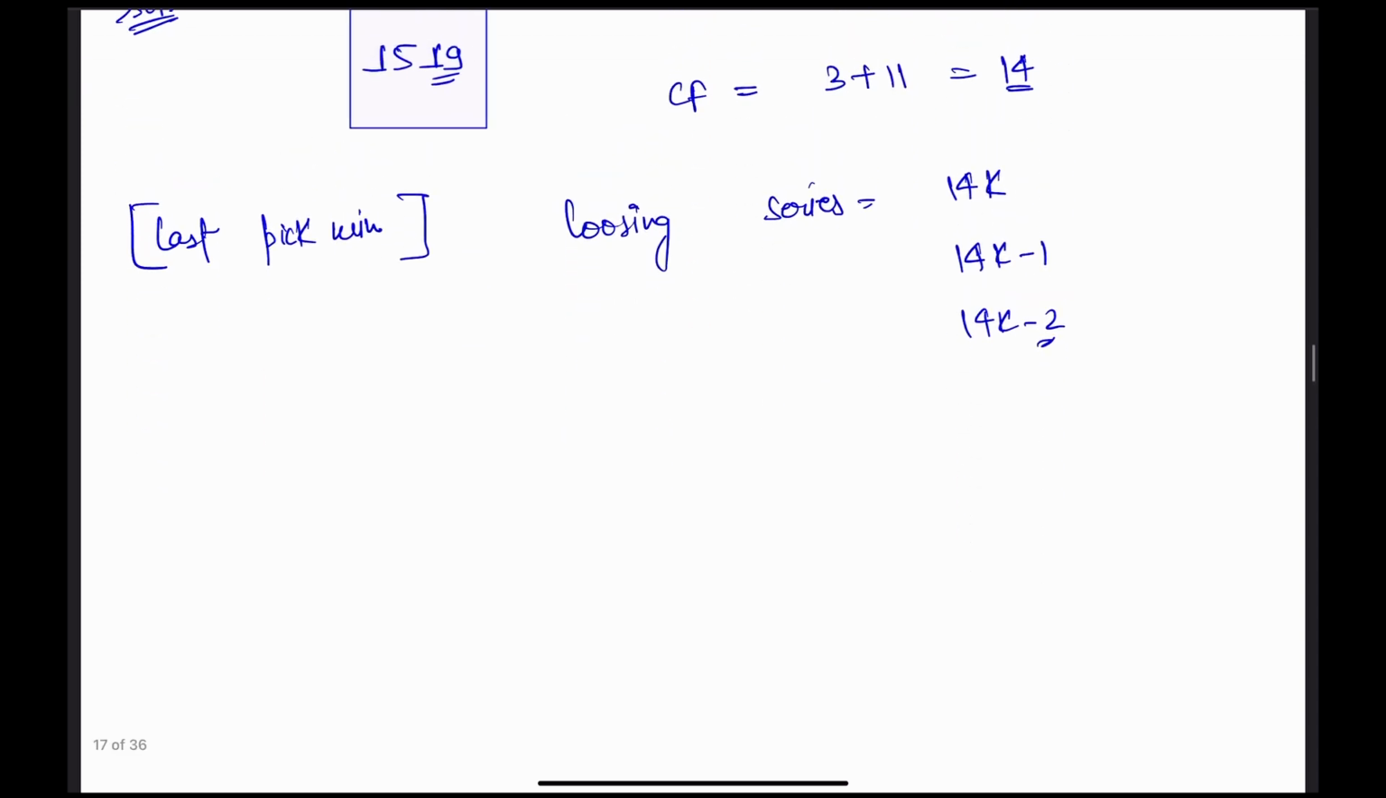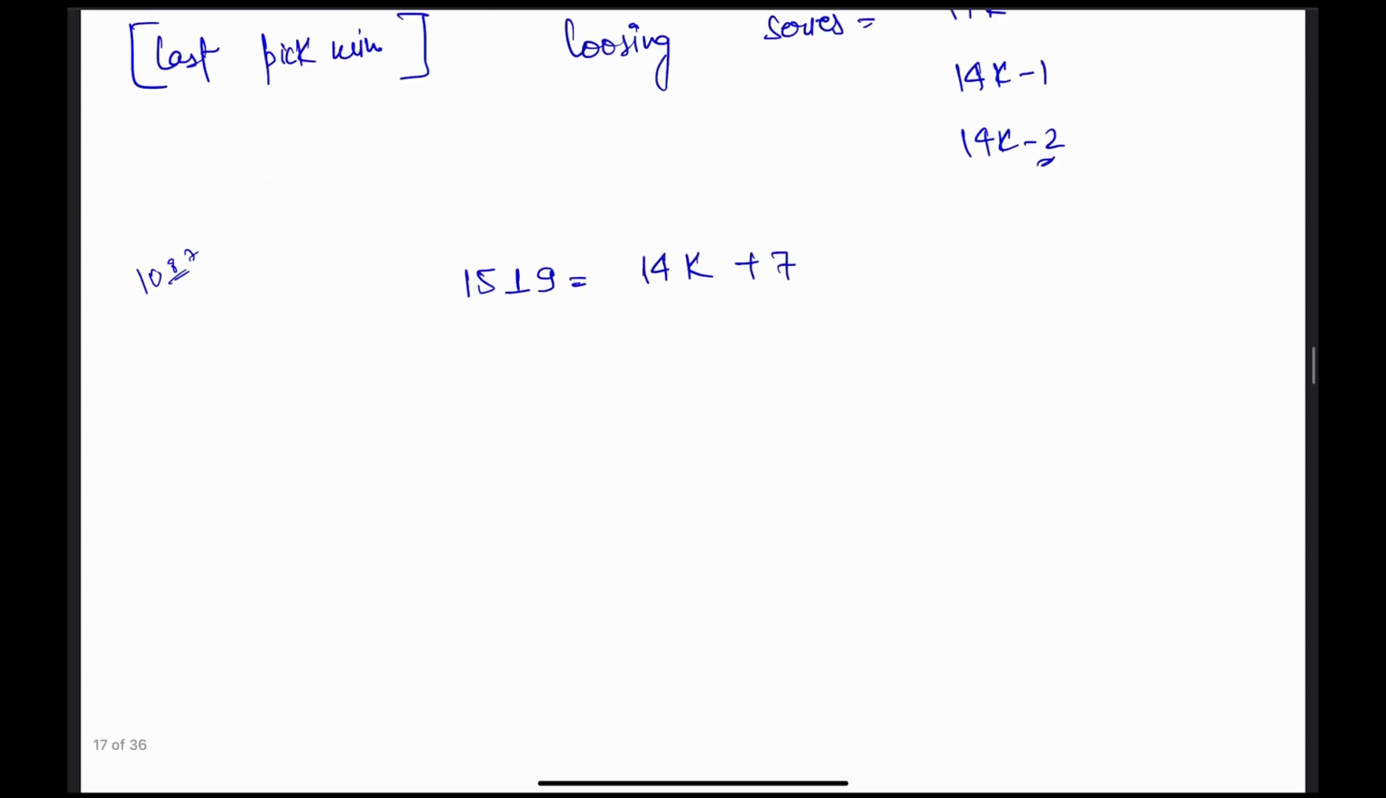So nearest to this one, what I will see is that 1519 is in the form of 14k plus 7, or to be precise, this is nothing but 14 into 108 plus 7.